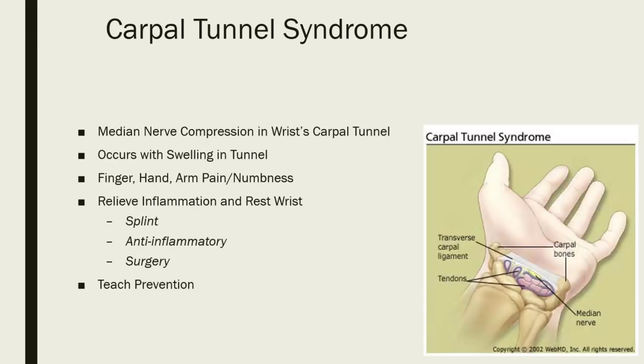Now we're going to talk about carpal tunnel syndrome. The median nerve is compressed in the wrist, in the carpal tunnel. This occurs with swelling within that tunnel. Finger, hand, and arm pain and numbness are present, and this is usually worse at night. To relieve symptoms and inflammation, you rest the wrist. You can provide a cock-up splint, anti-inflammatories, and then there can be surgical interventions, which is a carpal tunnel release. The best way is to teach prevention.